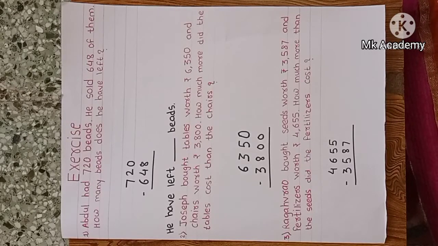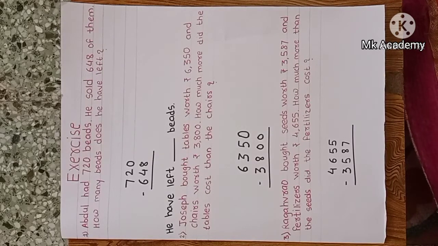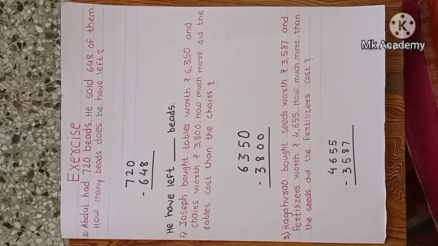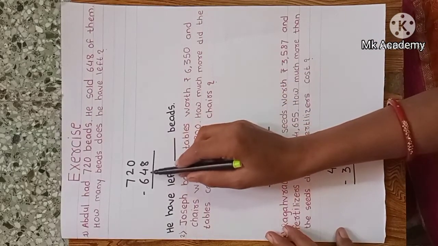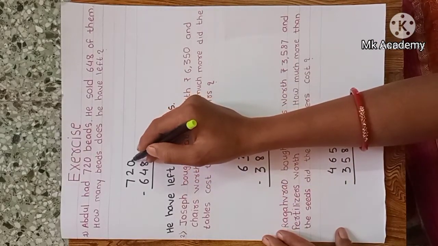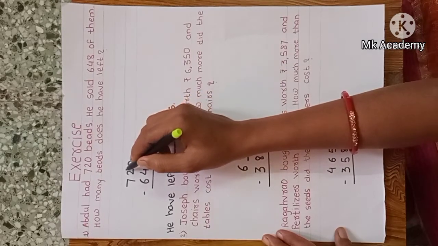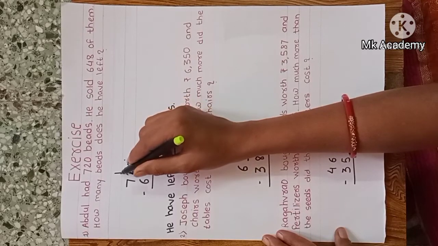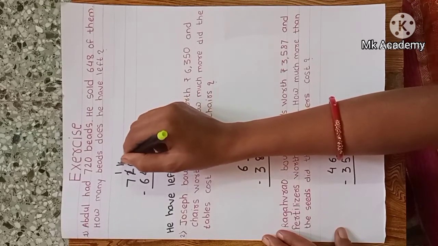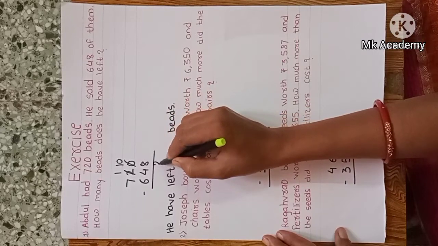First example, Abdul had 720 beds. He sold 648 of them. How many beds does he have left? Here he has left means here we have to do the subtraction. Now 720 beds minus 648. Here 0 beds and here 8 beds. Therefore we can borrow from this tens. Here 2 tens, we can borrow 1 ten. Then here how many tens remaining? 1. And here we get 10. Now 10 minus 8, 2.